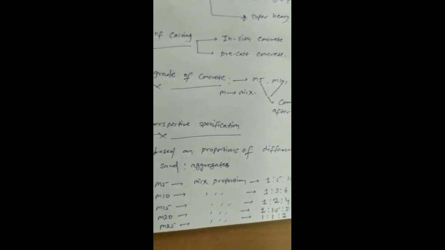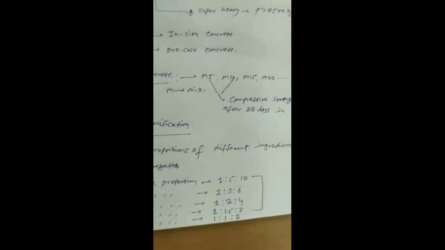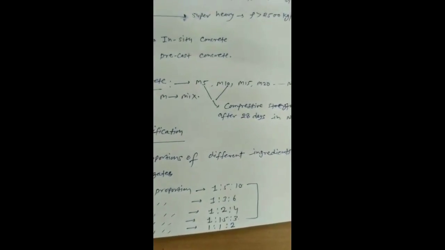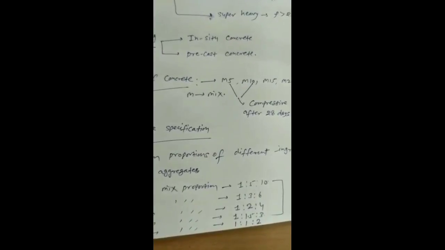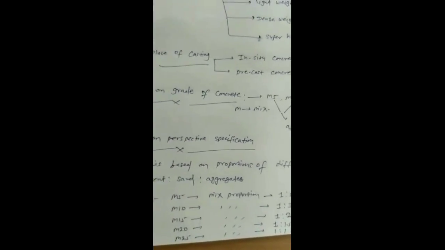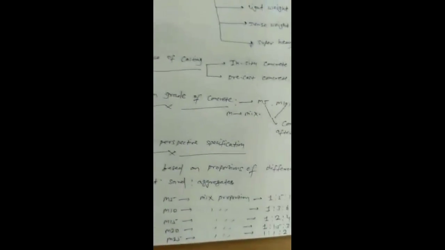Like this, in M15, the proportion is 1 to 2 to 4. In M20, the proportion is 1 to 1.5 to 3. And the last one, in M25, the proportion of the mix ingredients is 1:1:2. Okay, so guys, this is about the types of concrete.